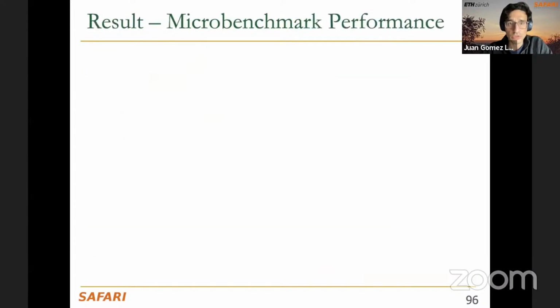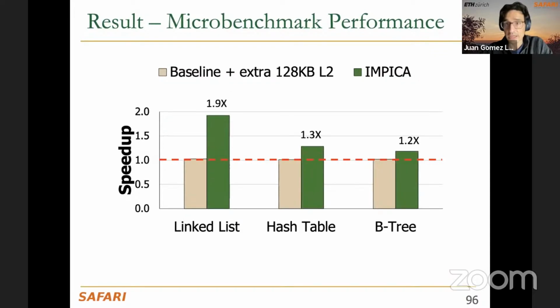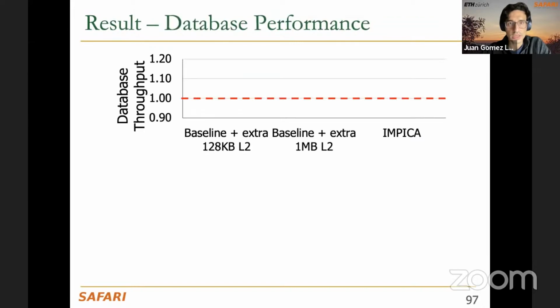Here you see the evaluation methodology and some performance results. This is the speedup of In-PIM with respect to our baseline, a CPU with a larger L2 in order to do a fair comparison. And we see pretty interesting speedups, up to 90% faster execution on the memory side for linked lists.